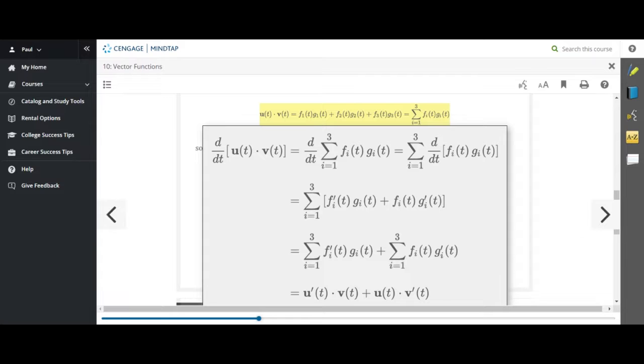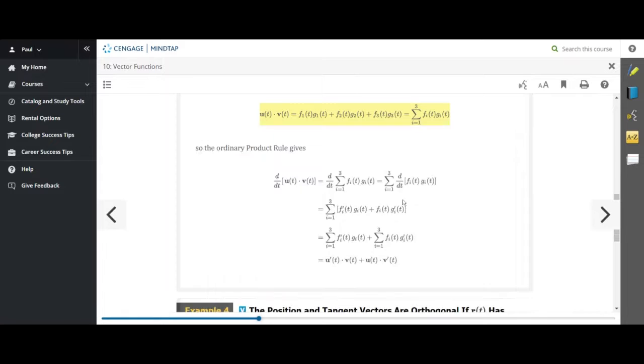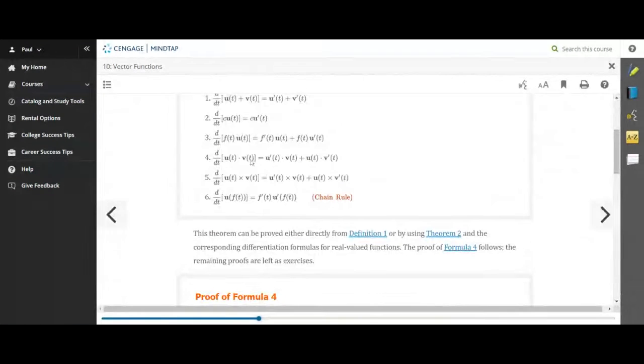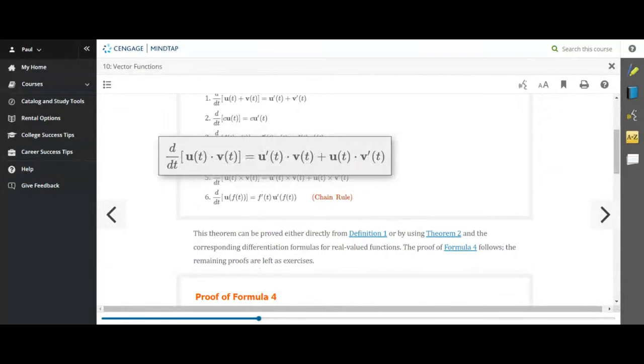All right. So why would this fourth rule, this one here, be important? It's actually an extremely important rule, and I'll show you why. It has to do with the fourth example in the textbook.